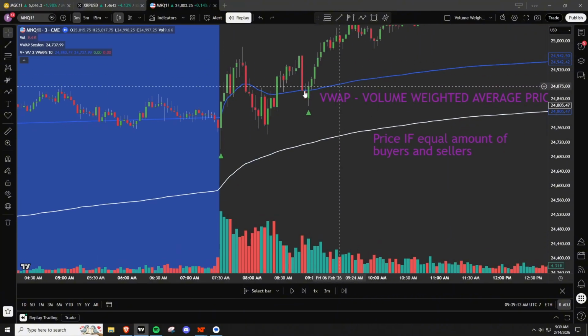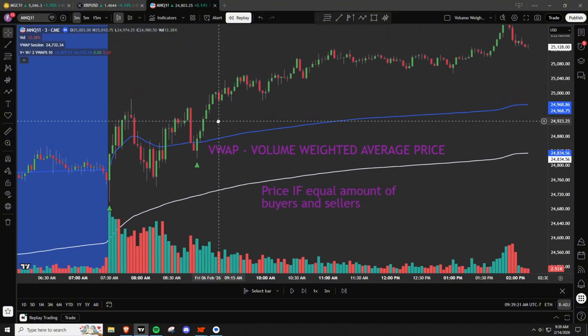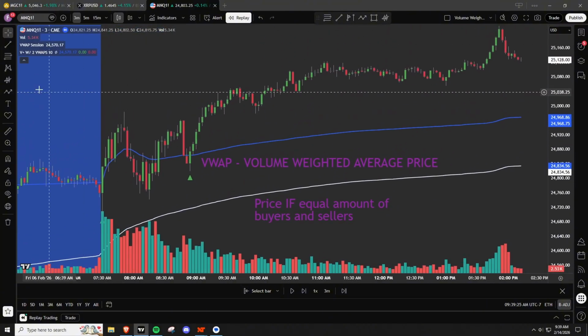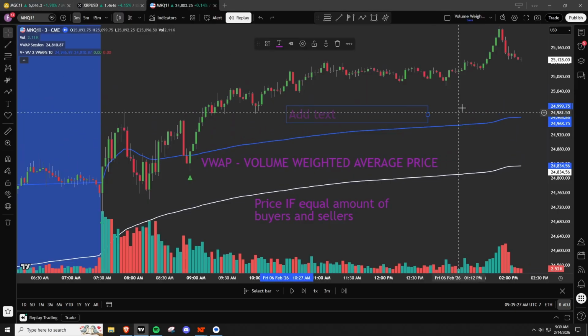Now it doesn't matter what lines you use. You can use both of them. I use both of them. You could have them both the same color. One's not better than the other. What matters is how the VWAP works. And there are some patterns that I've noticed, and this is how I use it.